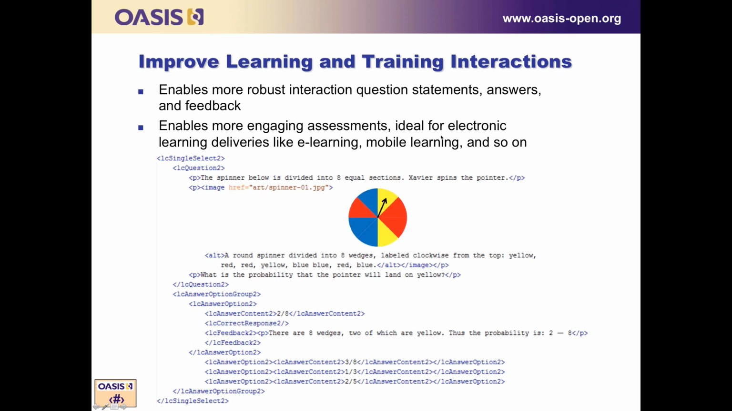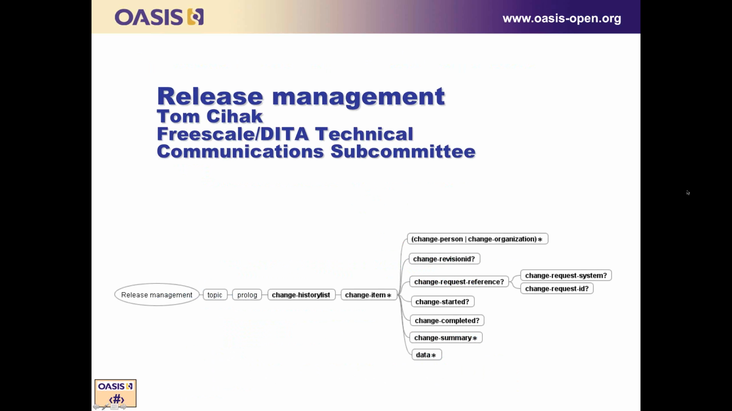Here is an image now in the question. So the participant can now see the image. That was not possible in 1.2, but will be available in 1.3. And then there can be additional paragraphs. What is the probability that the pointer will land on yellow?